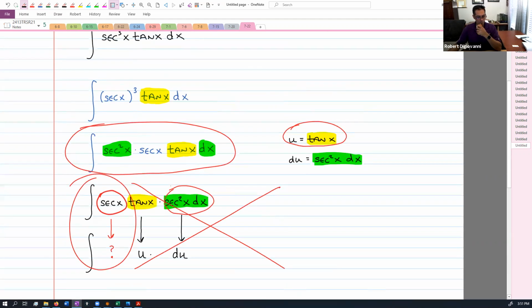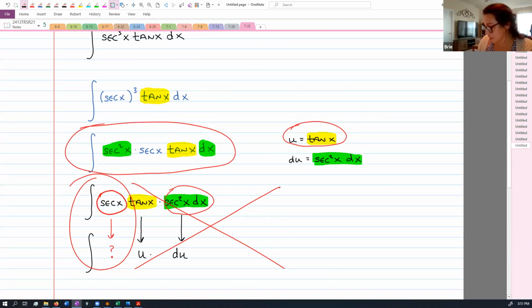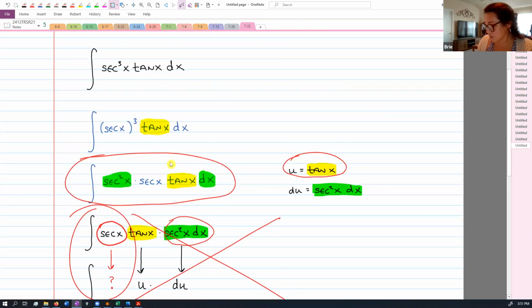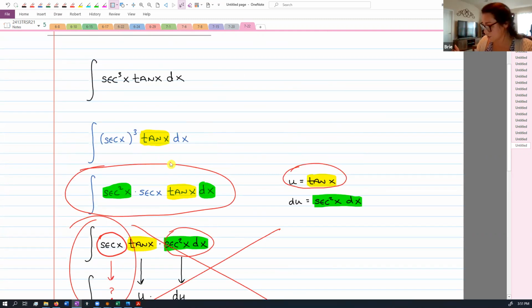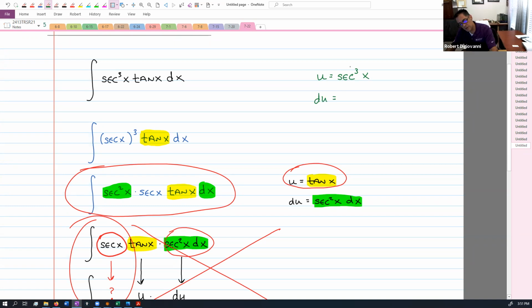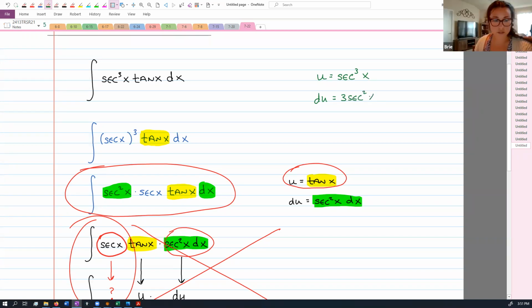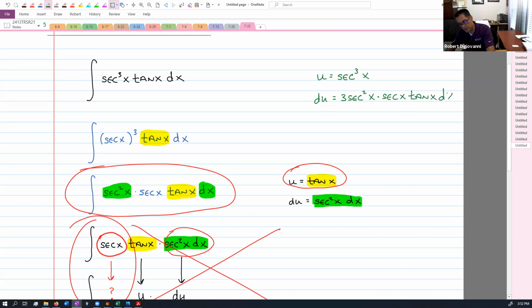I might have done my algebra wrong, but I just made u equal secant cubed x, and then I took the derivative of that and got 3 secant squared x times secant tan x dx. So you let u be secant cubed x. The derivative of that is 3 secant squared x times secant x tan x times dx. Okay, yes, that would be correct.